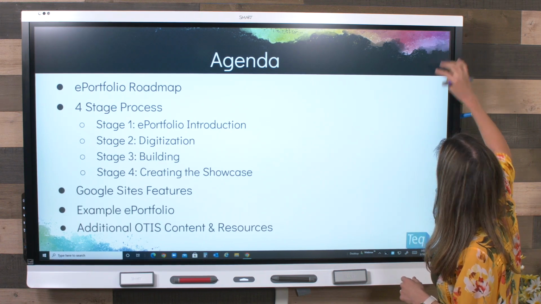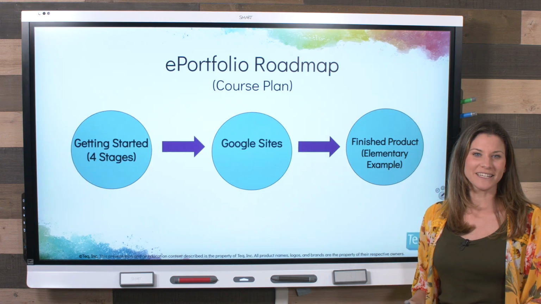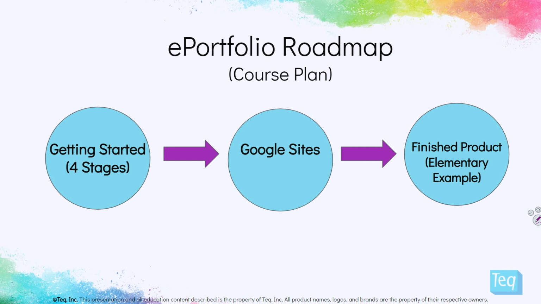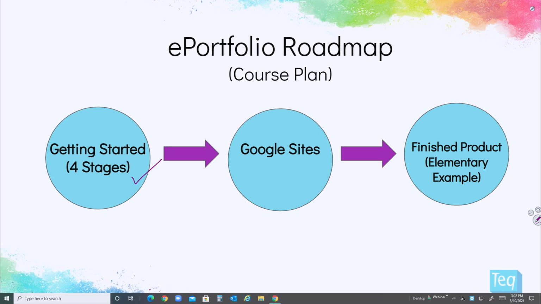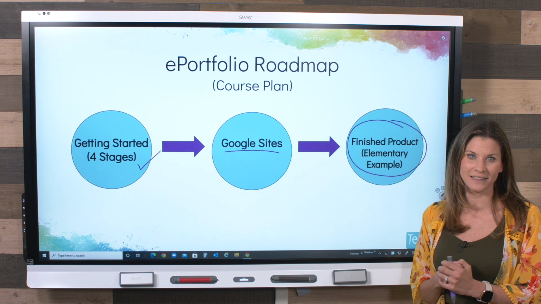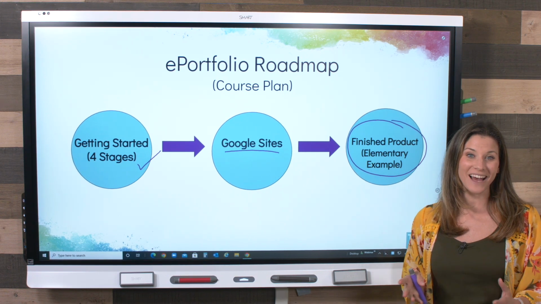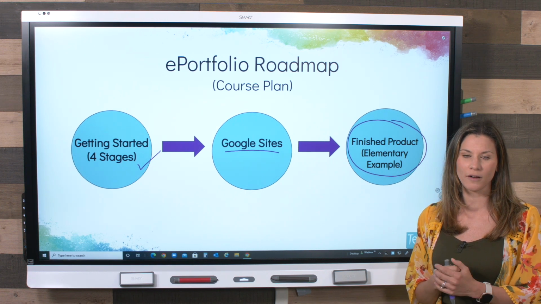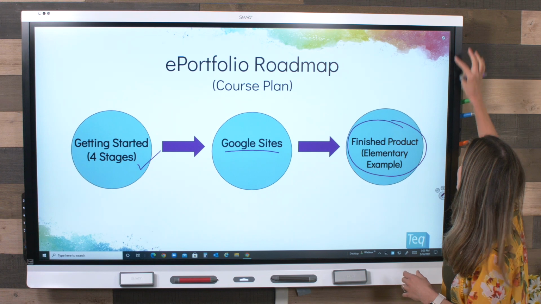Now taking a look at our roadmap. As you can see here, this is the way that we're going to progress through this course and get you familiar with creating e-portfolios on Google Sites. We'll take a look at those 4 stages a little bit closer, just so you get an idea of exactly what the process entails. Then we'll take a look at the Google Sites features, so I'll hop on over to the computer and show you all those different spots that you want to make sure students are familiar with when you set them off to start creating their e-portfolio. And then finally, we'll take a look at that finished product for the elementary level. As you can see, we've got a lot to cover, but hopefully by the end of this course, you feel a little more comfortable with Google Sites and creating those online portfolios.